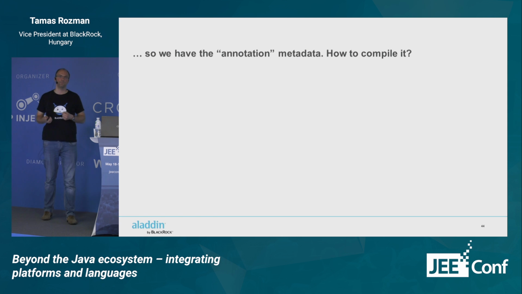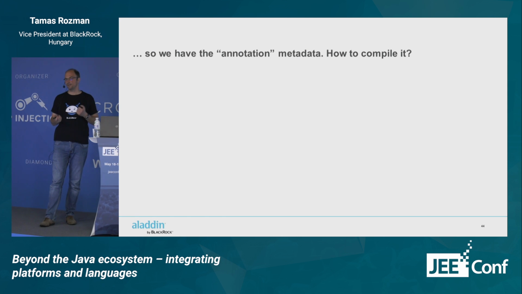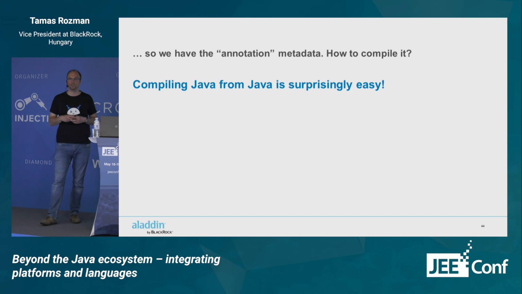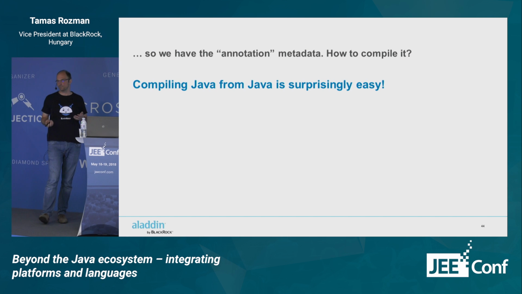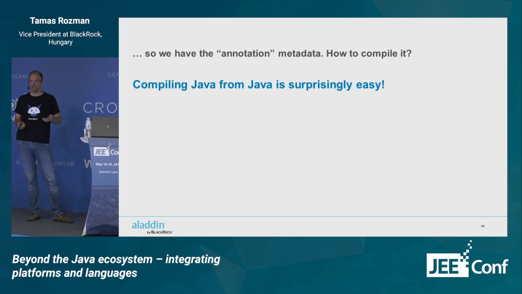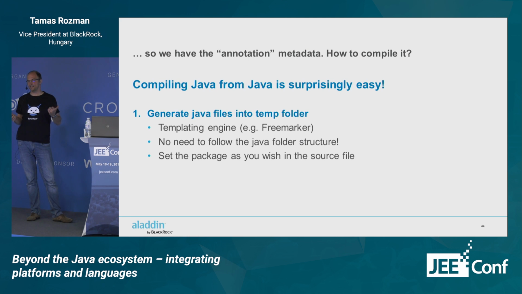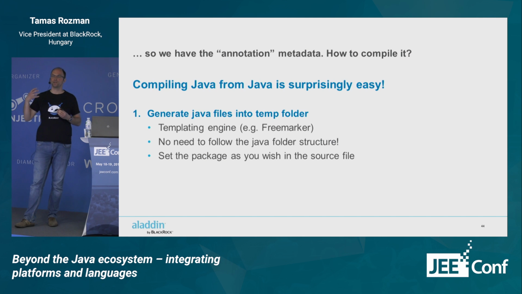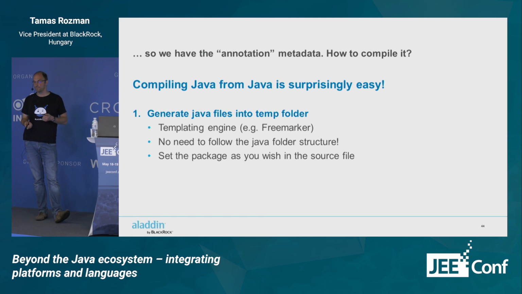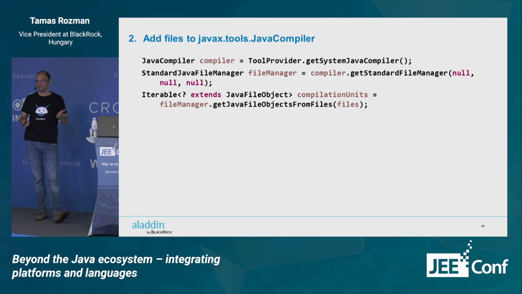All right, so we have the annotation metadata, how to compile it. This was actually surprisingly easy for us. We first wanted a quick and dirty solution just to make it work because our application expects annotations, using some quick and dirty Java compilation thing. But it proved to be so easy and so manageable that we stuck to it. It's basically as simple as generating the pure Java code into a temporary folder. You don't have to care about the hierarchy, the package structure that is usually with Java. And that's it. You add it to the Java compiler.